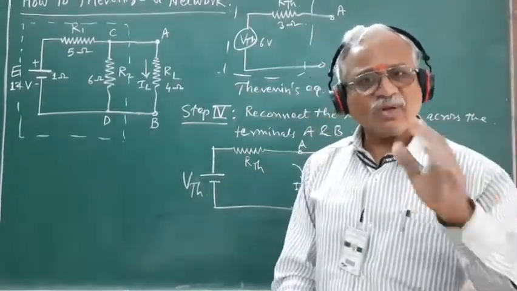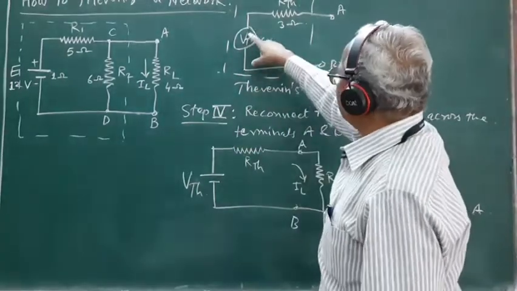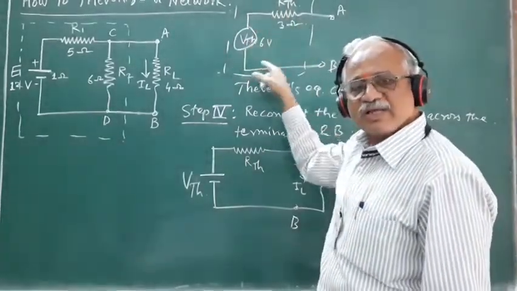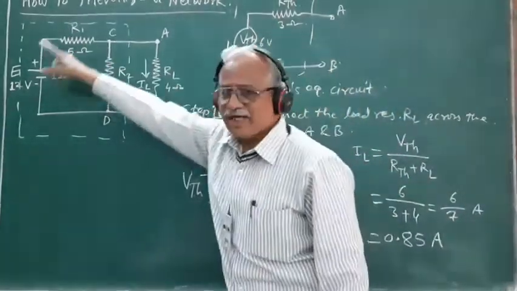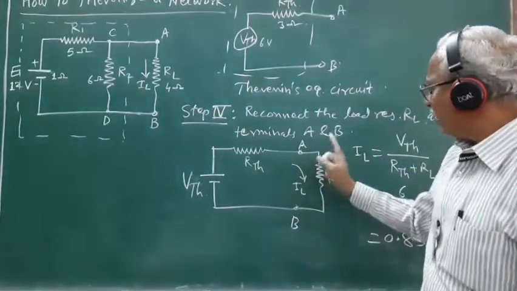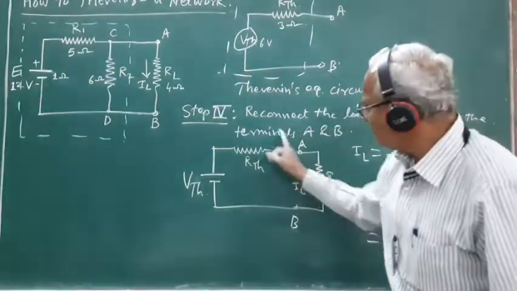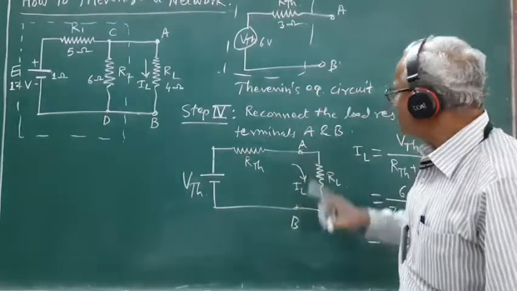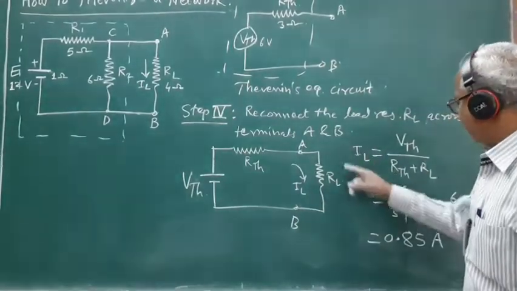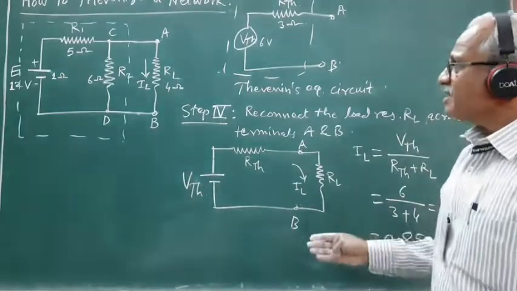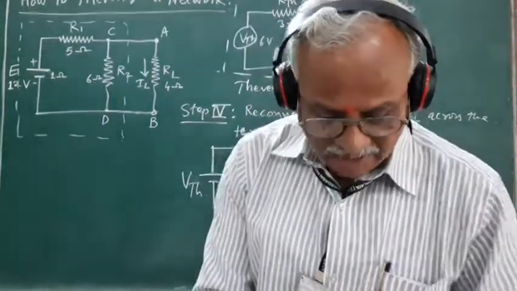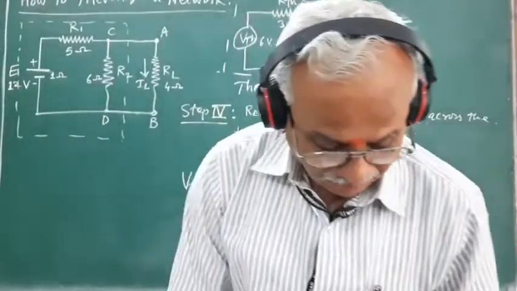Once we obtain the values of VTH and RTH, a series combination of VTH and RTH gives us the Thevenin equivalent circuit for the given complicated network. And once we obtain this Thevenin equivalent circuit, in the last step we reconnect the load resistance RL in series with VTH and RTH across the terminals A and B, and find out the current IL flowing through this load resistance RL. That is obtained by using this formula. So that is the simple procedure to Thevenize a given network.